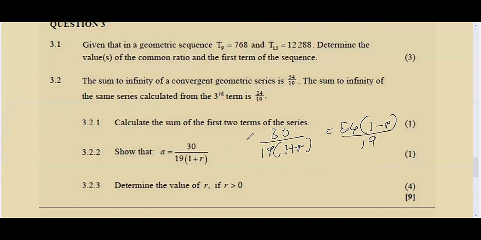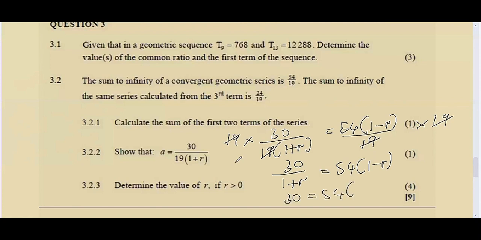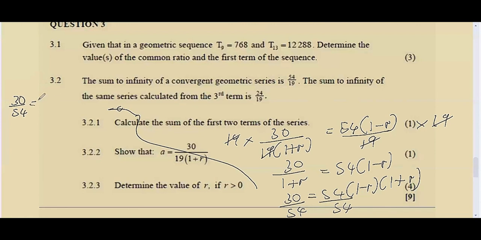Now look at this. If we can just multiply it by 19 both sides, then the 19 will cancel, and then we are left with 30 over 1 plus R is equals to 54, and then I have bracket 1 minus R, right? Now if I cross multiply this, this is 30 is equals to 54, and then I have 1 minus R, and then 1 plus R, right? Now at this point, I can divide both sides by this 54. So I will have 30 over 54 is equals to 1 minus r and then 1 plus r.